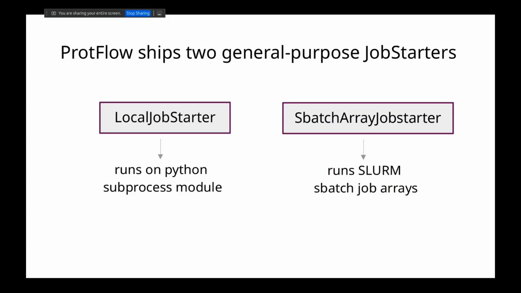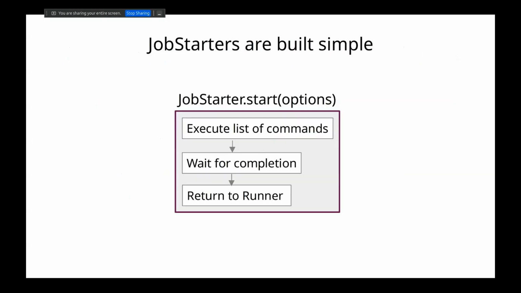Okay, and in case this was not enough for you and you have something very specific, a very specific way to start jobs on your system, here's how JobStarters are built. We try to keep them as simple as possible on purpose, because this is the most likely thing that you will need to write if you have to. It's basically a class that needs this method to start commands. This will receive from every runner a list of commands that you need to execute. You need to wait for the completion of these commands and then just send a signal to the runner that you're finished. And as long as you can implement this within this class, you can always implement a new JobStarter. Okay.